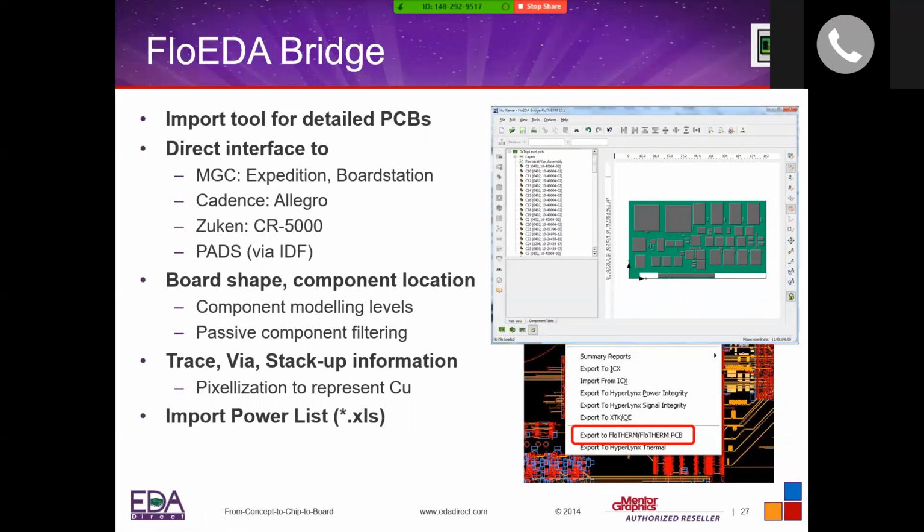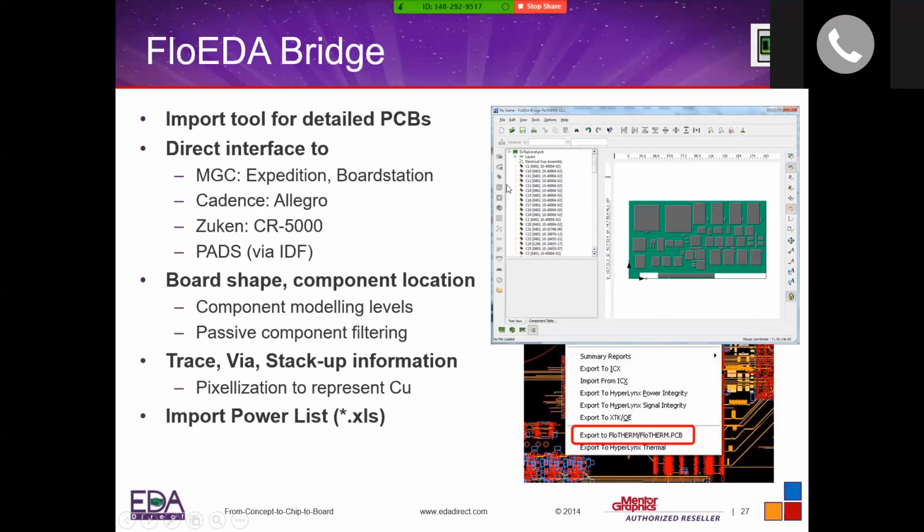Okay, let's talk about how do we bring in a board file. Okay, what we have is we call it the Flow EDA bridge, and this allows import from PCB tools, whether it's Graphics, Cadence, Zuken, or other format where you can bring in as IDF. So, for example, Cadence Allegro, we have a plugin. You install that plugin, and when you're done with layout in Allegro, you press that button, and it will generate a FloTHERM file. It works right inside Allegro. Zuken, same thing. We can also bring in ODB++ file to model the board.